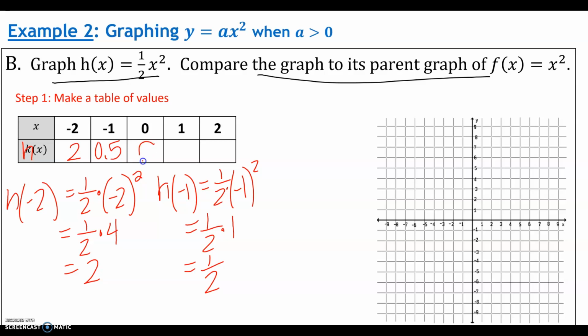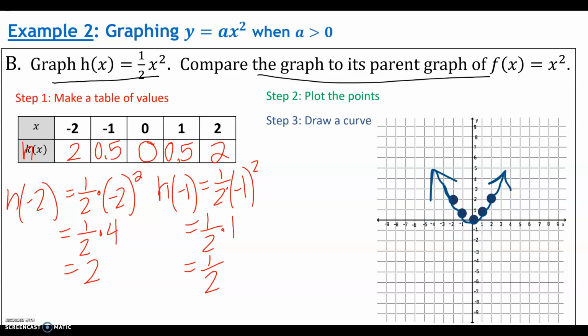Now, obviously, this is going to be 0, and I'm not going to do the work for the rest of them because I know that I was right. And by symmetry, they're going to be the same as the first two. So now I'm going to plot my points. And again, I know I'm not going to give you decimals on the homework, but there you go. As you can see, you have that symmetry. Draw your curve, and there you go.